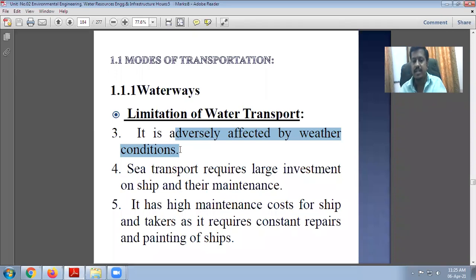Then sea transport requires a large investment in the ship and its maintenance. So for the construction of these big vessels, we require money, and that money is not a small amount. We require large investment. We have one company, Das Offshore, which also deals with the construction and manufacturing of big vessels. It is in Maharashtra, in the Konkan region. Then there is the high maintenance cost for the ship, as it requires constant repair and painting of the ships. So those are the limitations.